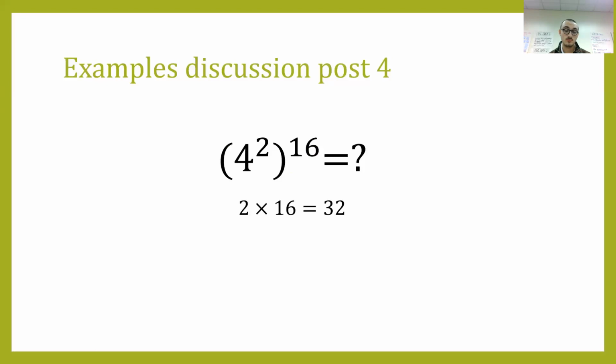So what we have here, we have 4 squared to the 16th power. We are going to multiply 2 times 16. We will get 32. Okay, so 4 squared to the 16th power is going to become 4 to the 32nd power.